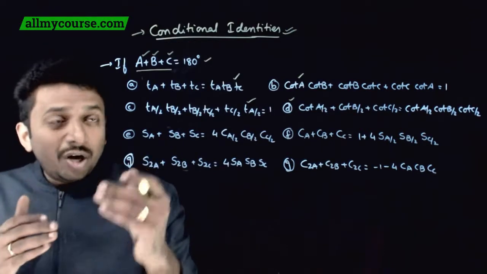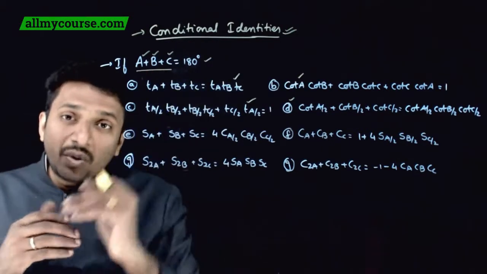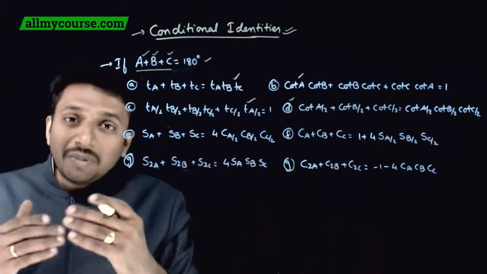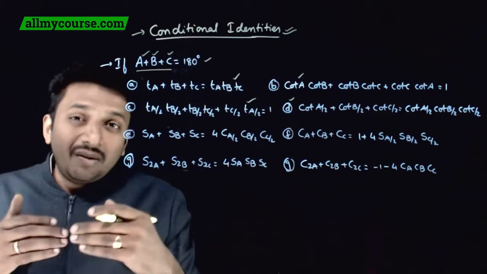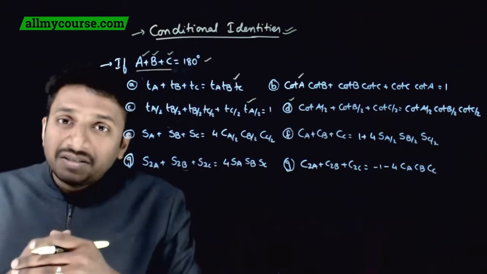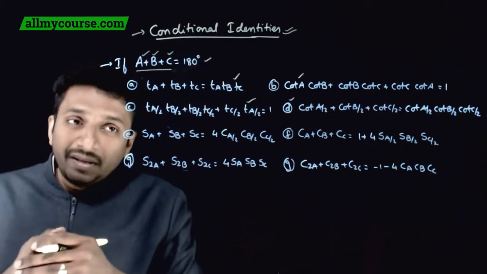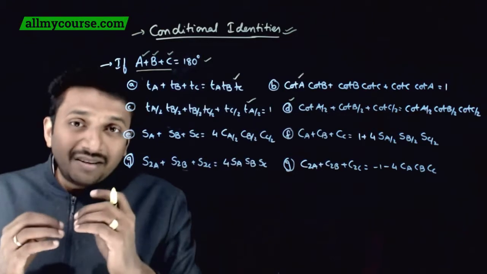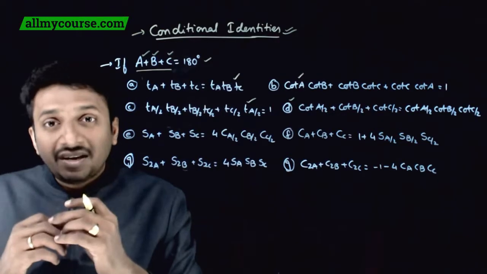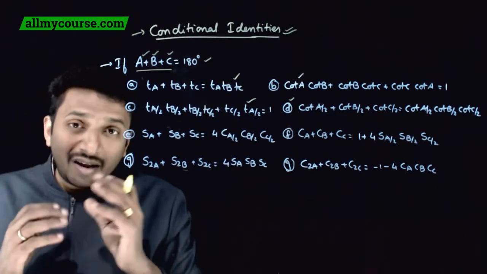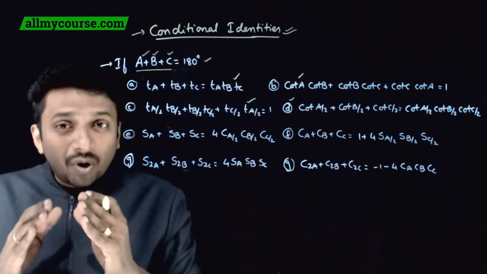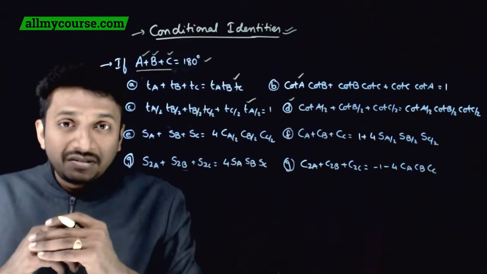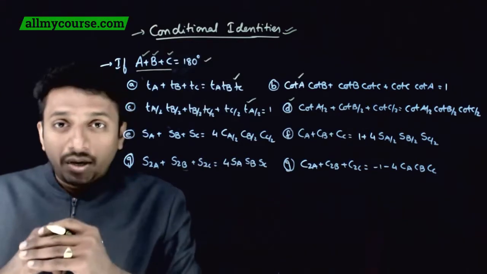It need not be that always A plus B plus C is equal to 180 degrees. A plus B plus C can be equal to 90 degrees, then you have certain identities. A plus B plus C is equal to 360 degrees, you have some identities. So now let us look at the methods of proving these trigonometric conditional identities. These processes are broadly divided into three categories. Let us look at them one by one.